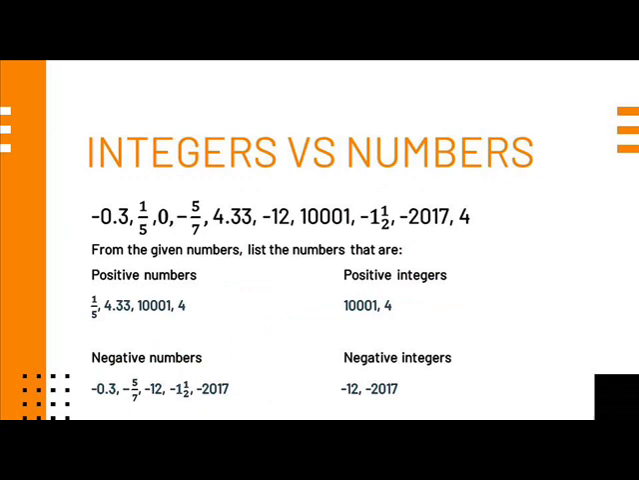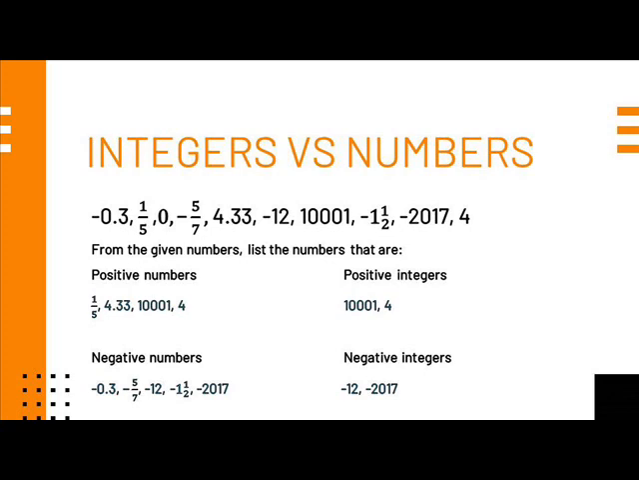Here we need to differentiate between integers and numbers. We are given a list of numbers from which we need to sort positive numbers and negative numbers, positive integers and negative integers. Well, first of all, we will simply jot down positive numbers and negative numbers because that is quite easy to do. All the numbers which have a negative sign with them are negative numbers. So we will simply write minus 0.3, minus 5 over 7, minus 12, minus 1 whole 1 over 2, and minus 2017 as negative numbers.